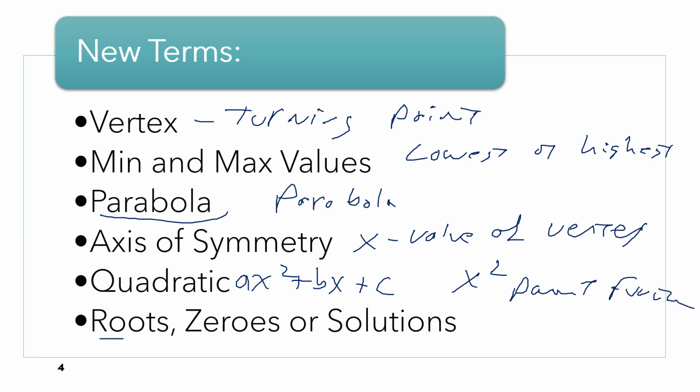And finally, you need to know roots, zeros, or solutions. These are synonyms. They all mean the same thing. We just have three different ways of saying it in mathematics. Because, you know, the more words you know, the smarter person you can become.